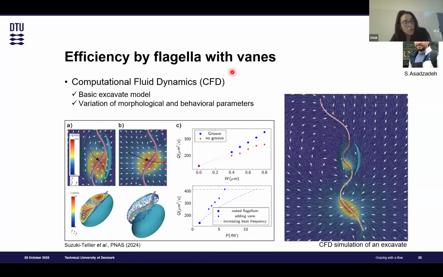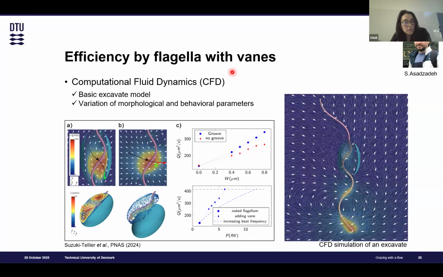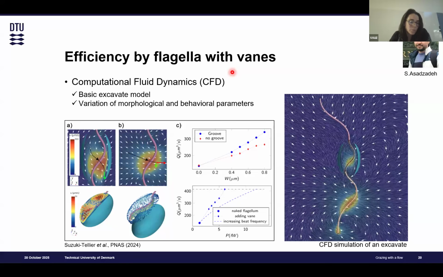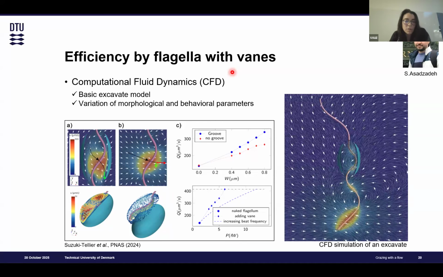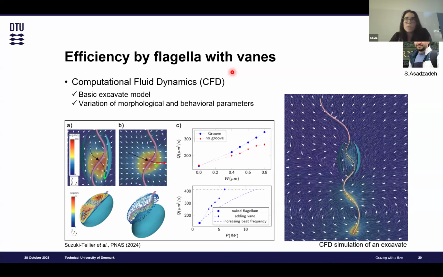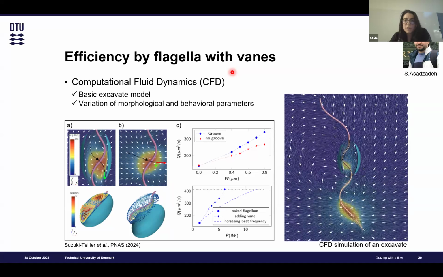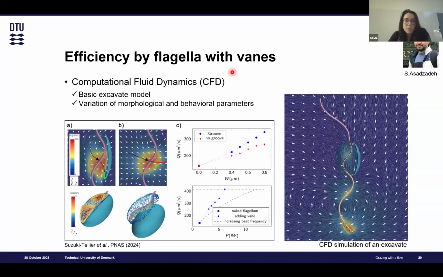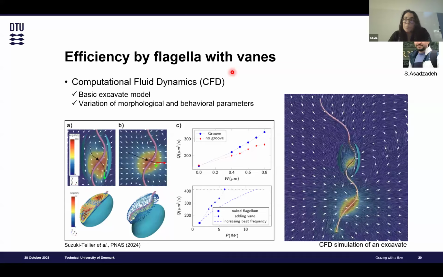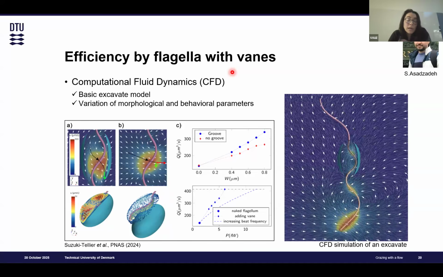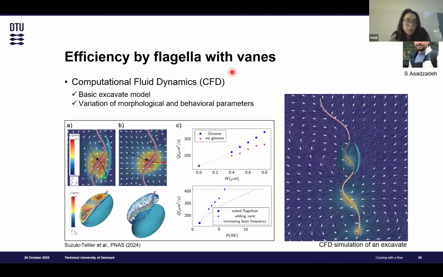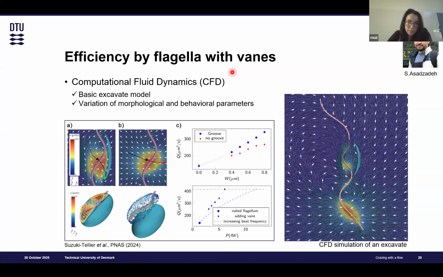So these two feeding structures have co-evolved and are very important for them to work together, because a vein flagellum will not be as efficient without a groove, and a groove will not make much sense with a naked flagellum. So the typical excavates that have these feeding structures have been able to have two feeding structures that work very well together.